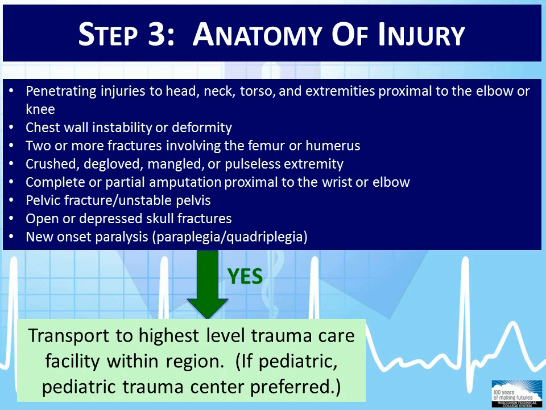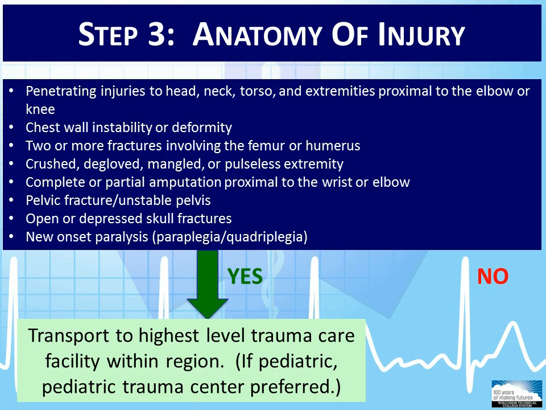chest wall instability or deformity, 2 or more fractures involving the femur or humerus, crushed, degloved, mangled, or pulseless extremity, complete or partial amputation proximal to the wrist or elbow, pelvic fracture, unstable pelvis, open or depressed skull fractures, or new onset paralysis, paraplegia, or quadriplegia.